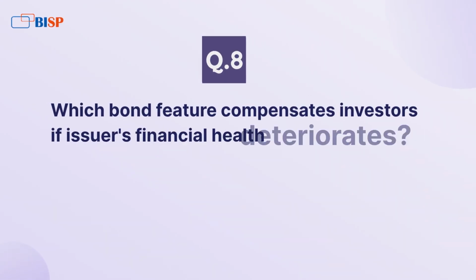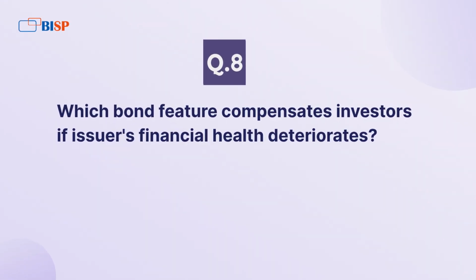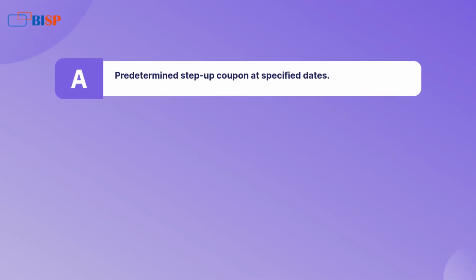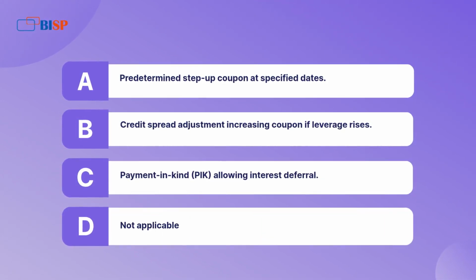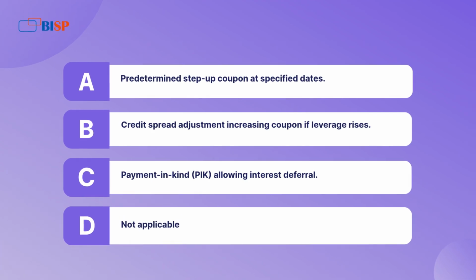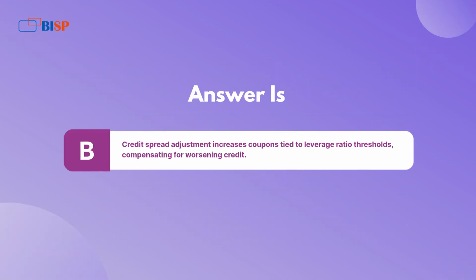Which bond feature compensates investors if issuer's financial health deteriorates? A. Predetermined step-up coupon at specified dates. B. Credit spread adjustment increasing coupon if leverage rises. C. Payment in kind, PIK, allowing interest deferral. D. Not applicable. Answer is B. Credit spread adjustment increases coupons tied to leverage ratio thresholds, compensating for worsening credit.